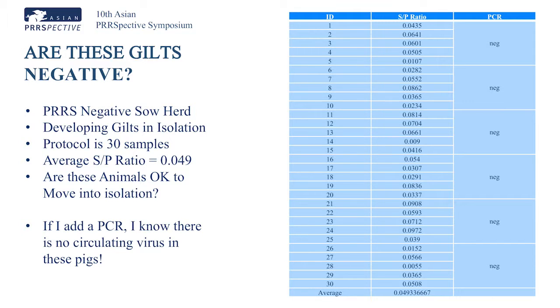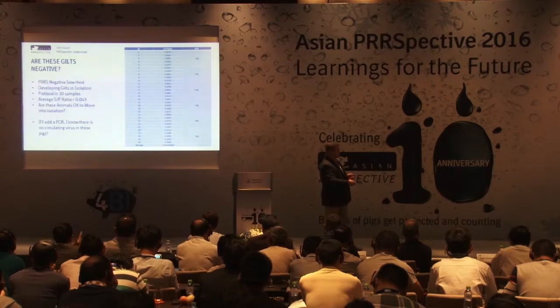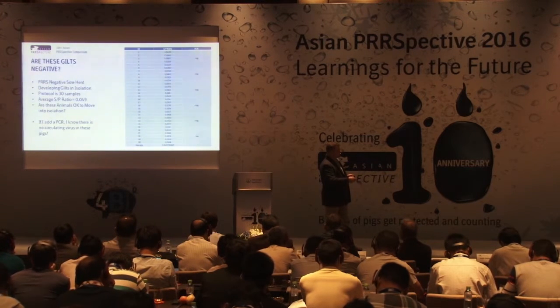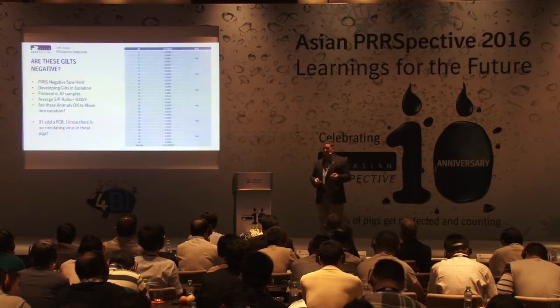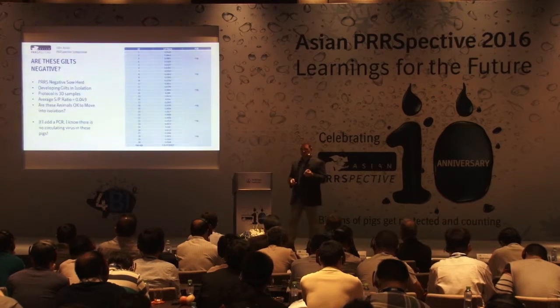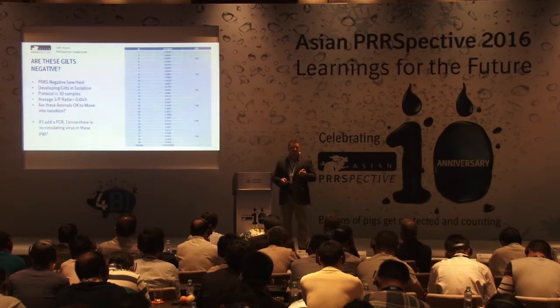All right, I'm getting ahead of myself. So what we generally do is take those same 30 samples that we collected for PRRS serology, pool them into groups of 5 and test them by PCR. So now with these results, I have completely negative ELISAs, and all of the PCRs that I tested are also negative. With this information, I can be much more confident that these animals have remained free of PRRS infection and that it's safe to bring them into my sow herd now.